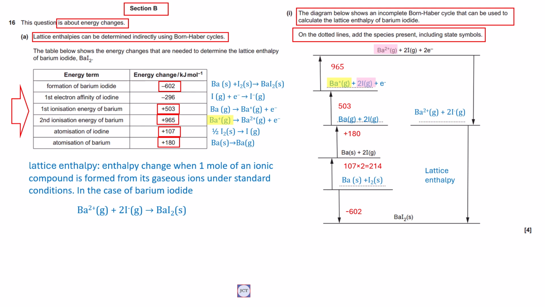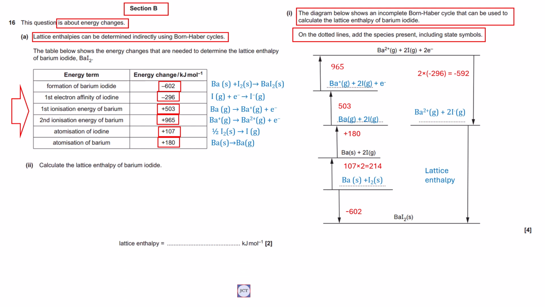For completeness, as I will need it in the next question, I add the first electron affinity of the iodine. Careful, as it is defined for 1 mole of iodine gas and we have 2, I need to multiply this energy by 2. In the second question, we are asked to calculate the lattice enthalpy of barium iodide.